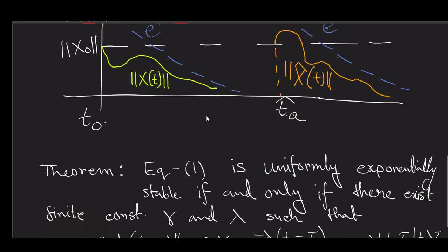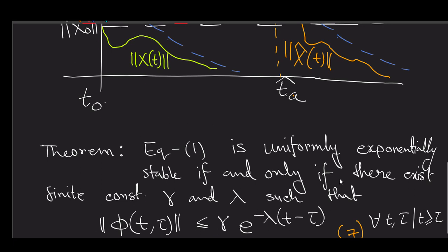So here we will have another theorem, but I will not prove it. Rather, I leave this proof for you as an exercise: the linear state equation of equation 1 is uniformly exponentially stable if and only if there exist, and this phrase is very important, if and only if, both necessary and sufficient condition, finite constants gamma and lambda such that these constraints are satisfied.